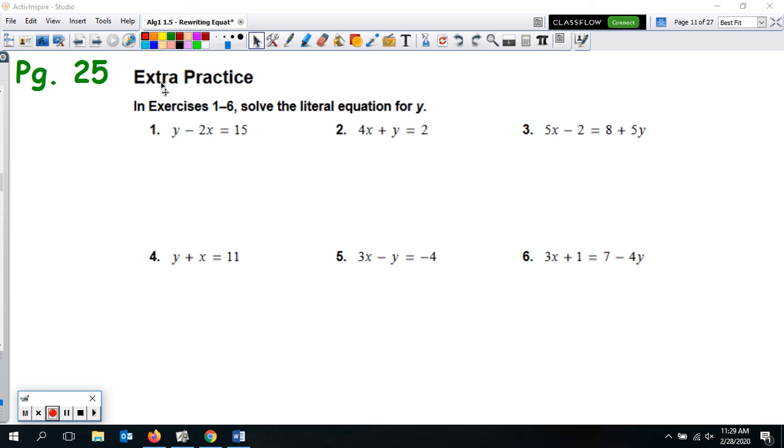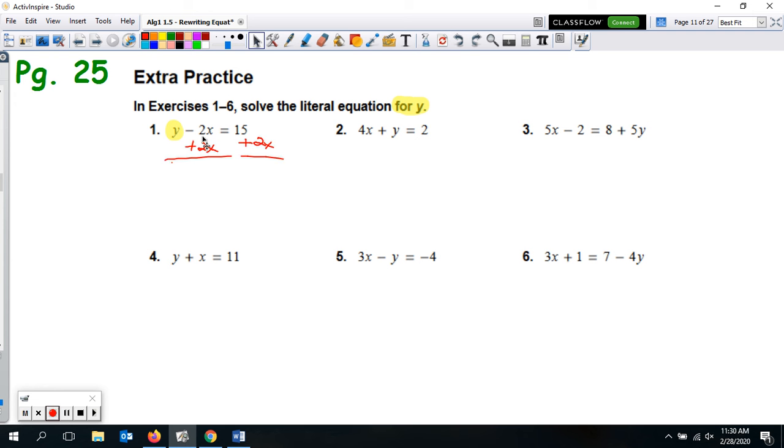Okay, so in here, it's extra practice page 25. It says in exercises 1 through 6, solve the literal equation for y. So right there, it tells us what variable to solve for. We're solving for y. So in equation number 1, we have an x and a y. So we're solving for the y that's right there, which means I need to have that by itself. I need to get rid of my negative 2x. So I'm going to move that to the other side where 15 is. So that means I have to do the opposite operation, add 2x to both sides.